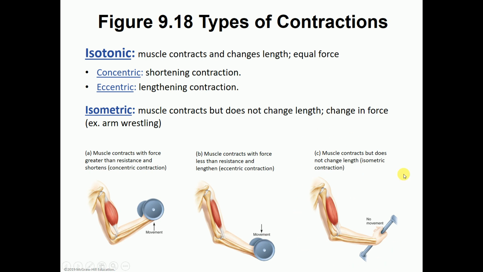Now this one is your isometric contraction. Iso again means the same, metric means the length. So you are not changing the length of the muscle, but you are changing the tone of the muscle. For example, if you are trying to contract the muscle while holding on to this bar, that would lead to no movement, but the tone in the muscle will increase. Or think of arm wrestling, where the hands are locked and there is no movement, but there is definitely increase in the tone of the muscle.